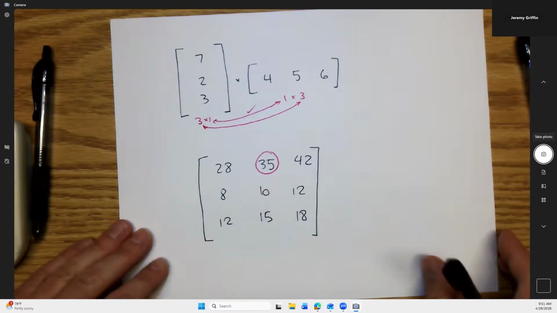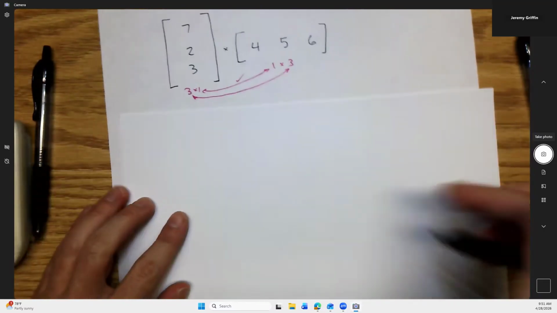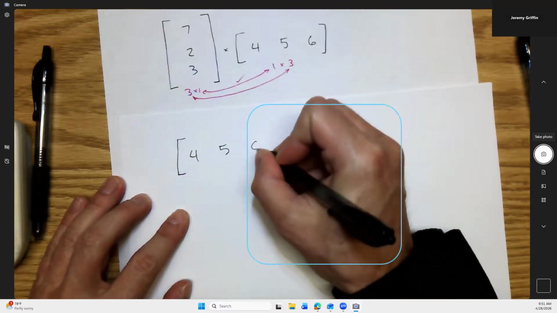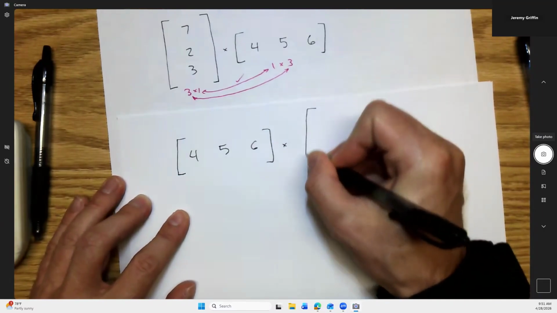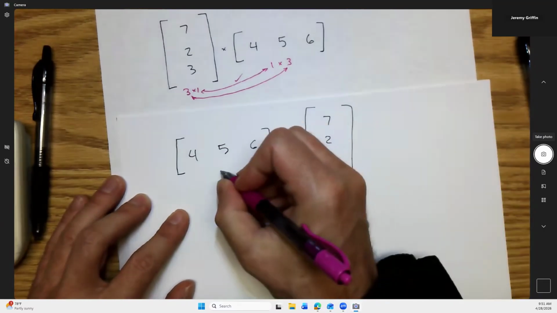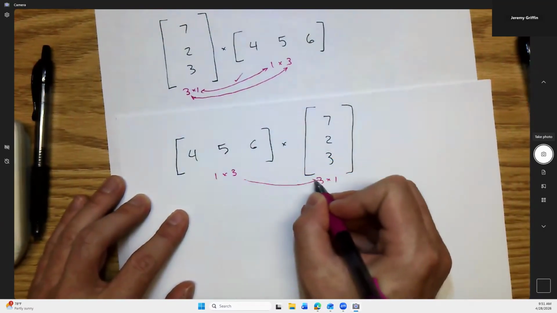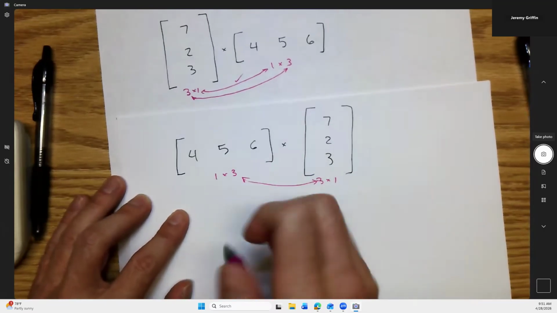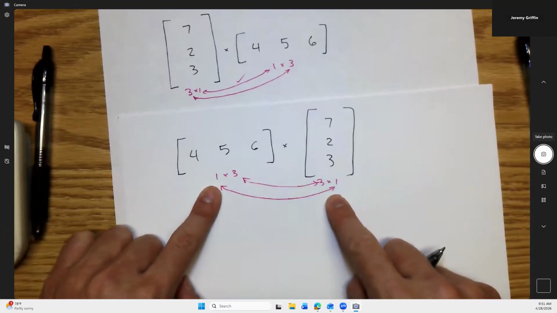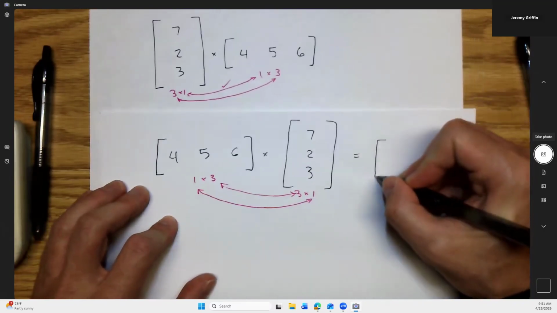Just for fun here, what if we had multiplied these the other way? Because I think we could. We could do a 1 by 3 times a 3 by 1. Let's do 4, 5, 6 multiplied by 7, 2, 3 this way. Now this time, if I put the 1 by 3 here and the 3 by 1 here, I can still multiply these together because these threes match. But now, guys, the answer is going to be a what by what matrix? A 1 by 1. Huh, I wonder what that's going to look like.